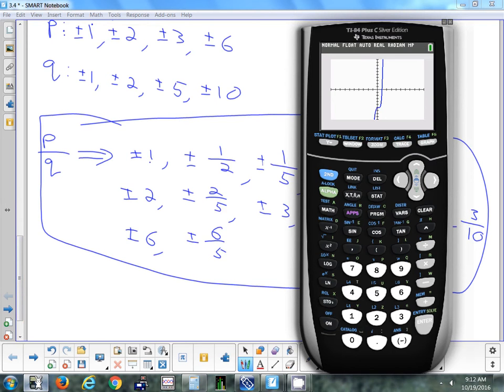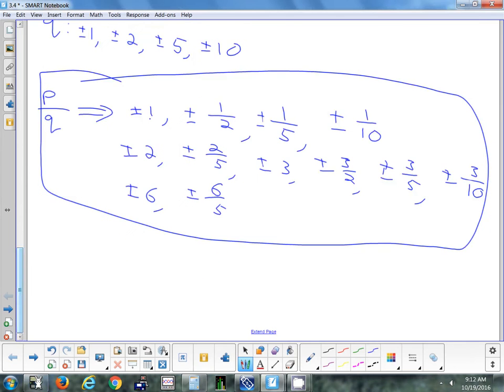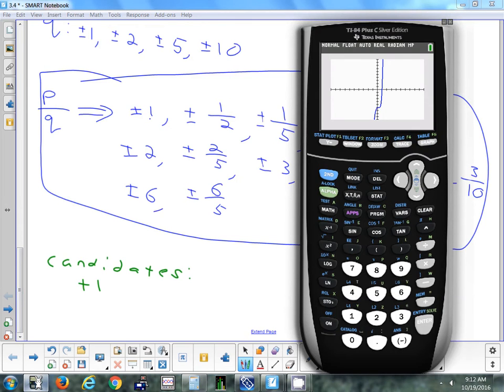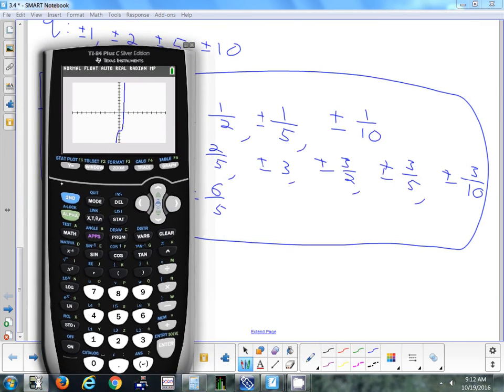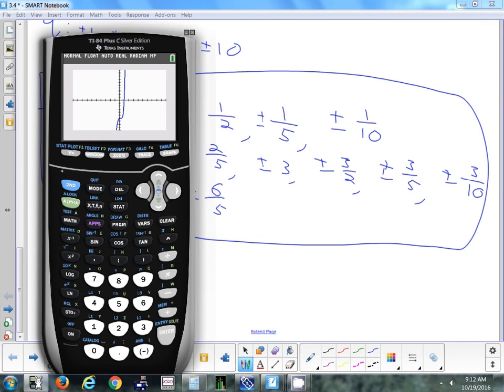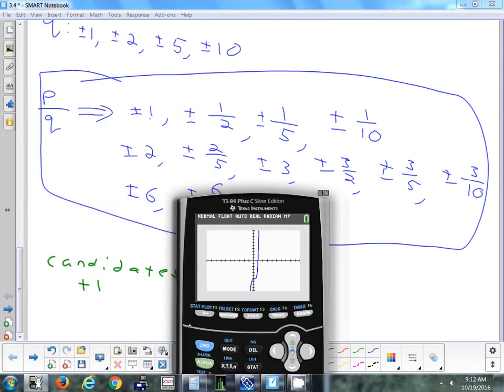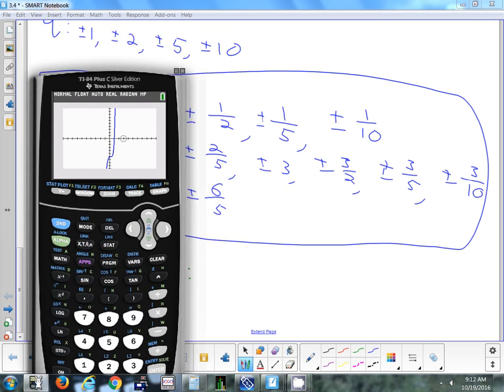Okay, let's go through each root. Does positive 1 look like it could be a root? Could be. So I'm just going to call these candidates. They could be. Positive 1. How about negative 1? No, doesn't cross anywhere near negative 1. Positive or negative a half? It doesn't look like it's crossing near 1/2 to me. I mean, I could zoom in a little more, but I don't think it is. How about positive or negative 1/5? No. 1/10, positive or negative? No. Positive or negative 2? No, it's not near those.